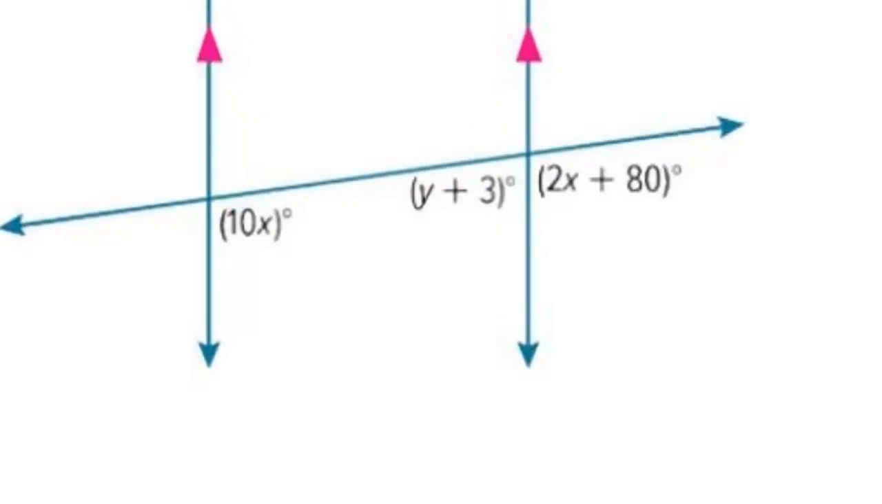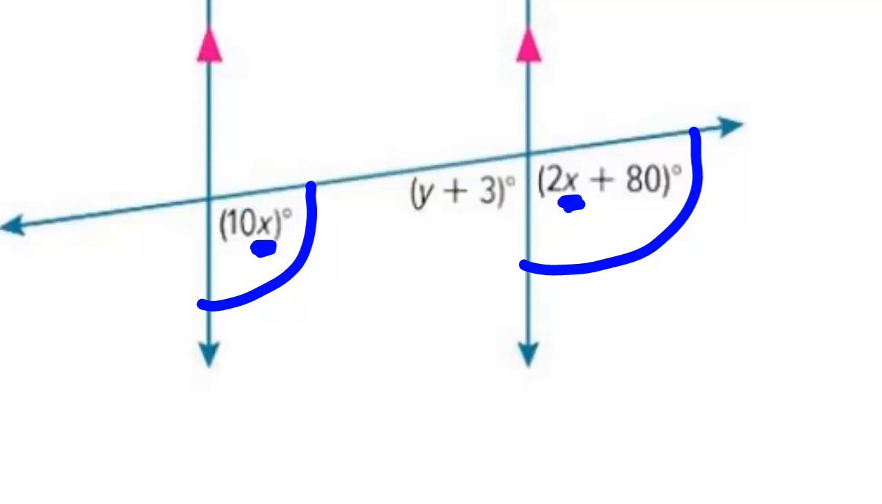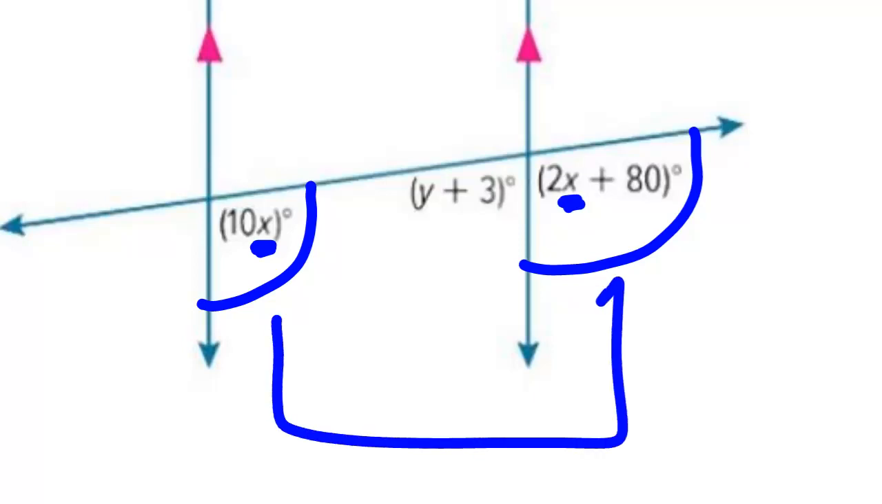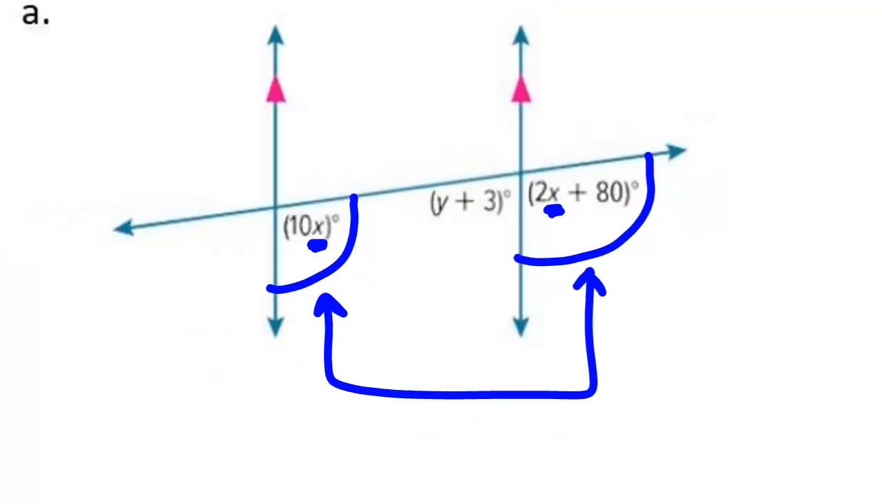Number 18, first thing I notice on number 18 is that there's an angle that has x in it here and there's an angle that has x in it here. These two angles are in matching corners. They are lower right-hand corner, lower right-hand corner. We call these corresponding angles.